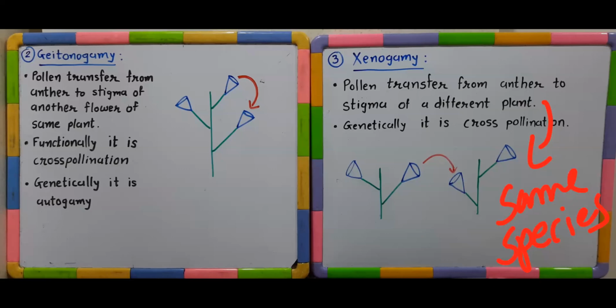Functionally and genetically, it is a true cross-pollination. It will require pollinating agents. So functionally, it is a cross-pollination, pollination between two different flowers and, in a way, two different plants also. And genetically also, it is a cross-pollination because two different individual organisms, two different plants are involved. So there will be genetic variation. So that is about xenogamy. A large number of plants prefer xenogamy.